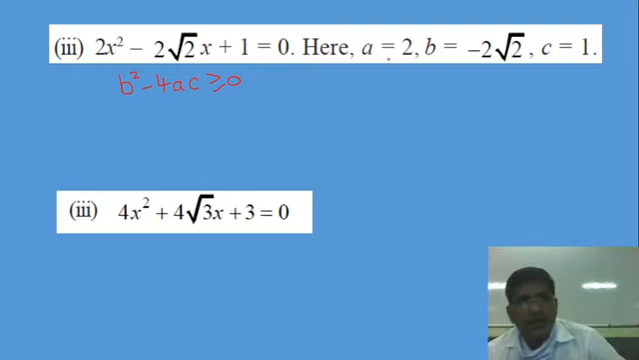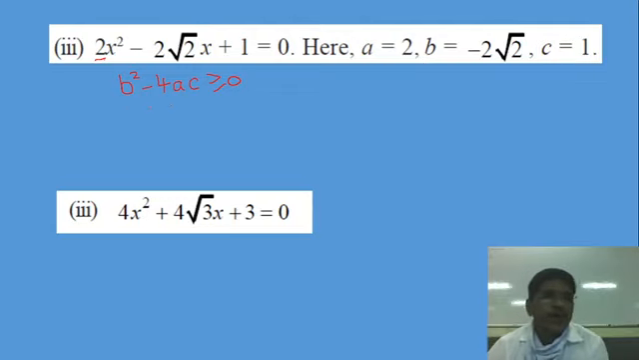Here a is equal to 2. What is the meaning of here a is equal to 2? Because x square is the variable and the coefficient is a. So the x square coefficient is 2. The x coefficient is minus 2 root 2 and c, the constant term, is 1. So that is why I am writing a is equal to 2, b is equal to minus 2 root 2 and c is equal to 1.